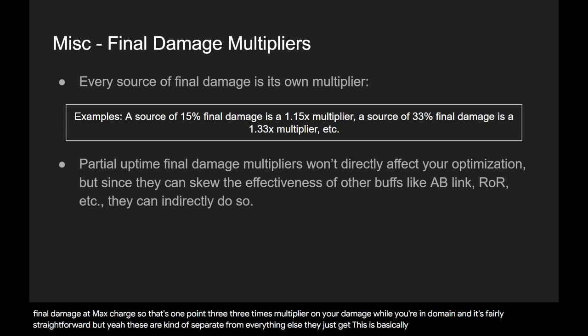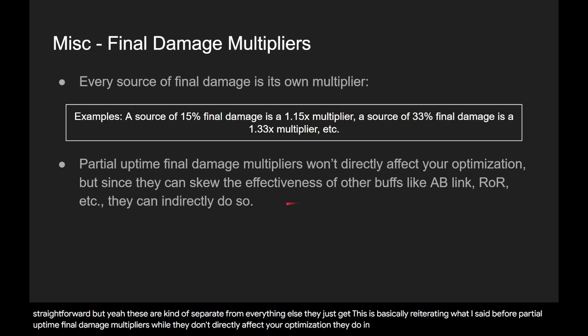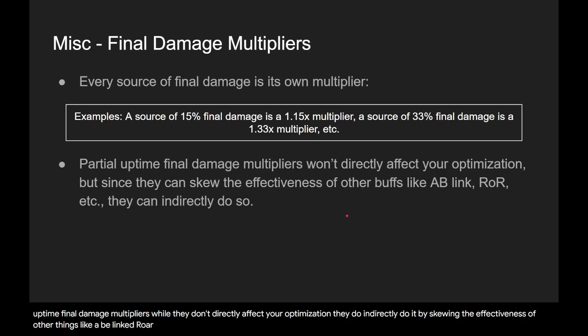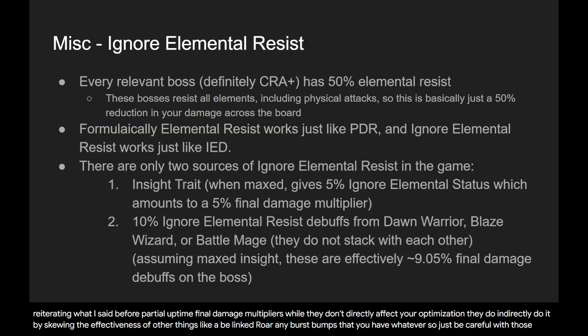This is basically reiterating what I said before. Partial uptime final damage multipliers, while they don't directly affect your optimization, do indirectly affect it by skewing the effectiveness of other things like AV Link, Roar, any burst buffs that you have, whatever. So just be careful with those.